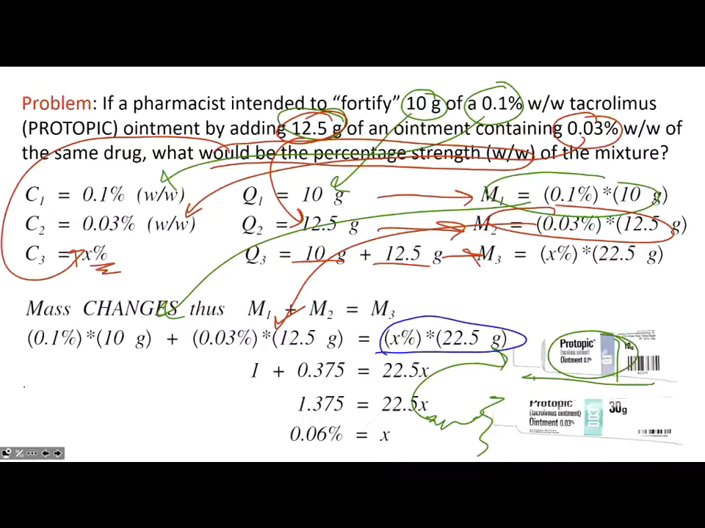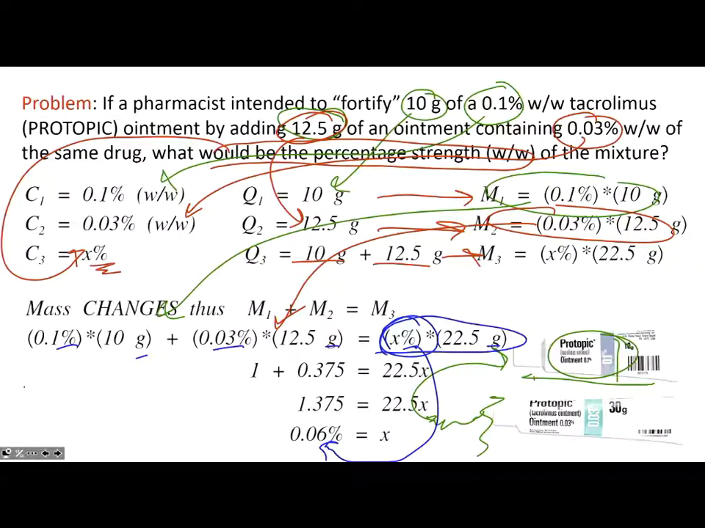So by doing that, I can check my units: percent, percent, percent. We're good. Grams, grams, grams. My units are all the same across all three mass terms, so now we can just do math. What is 0.1 times 10? 1. What is 0.03 times 12.5? That's 0.375. Set that equal to x times 22.5, that's 22.5x. So add to get 1.375, divide by 22.5, solve for that, and I get 0.06. And I'll remind you, my x was expressed as a percent, so that value is in units of percent. So when I combine all that stuff together, I get 0.06%.